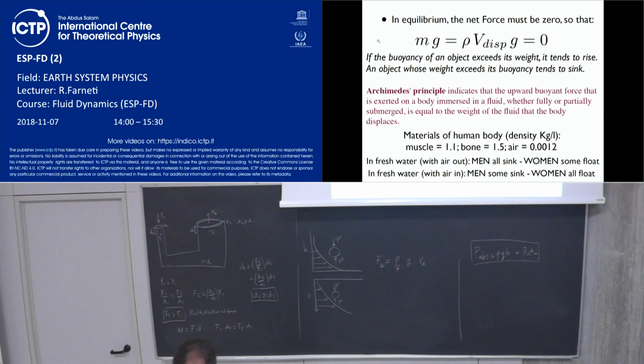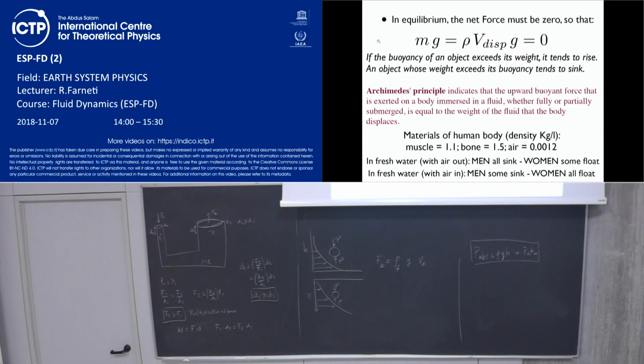Okay. So the buoyancy force is always the same, because the buoyancy force is given by the density of the fluid times the volume displaced. But you can change your own density in order for the buoyancy force to win against your weight. So that's why you can breathe in and breathe out and change your own density. So the difference between men and women is density.